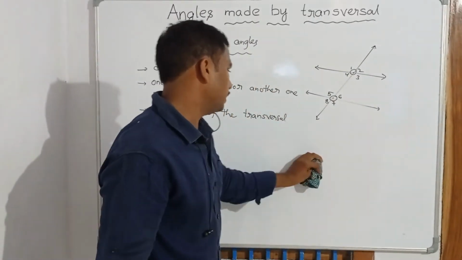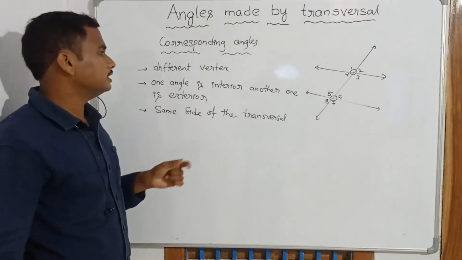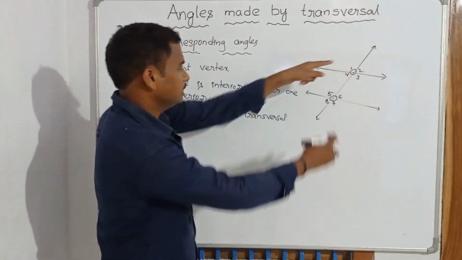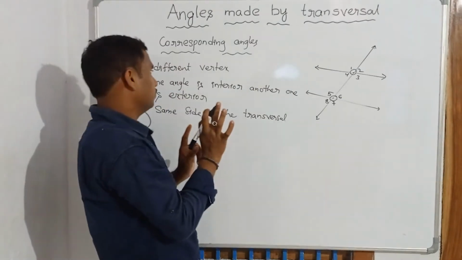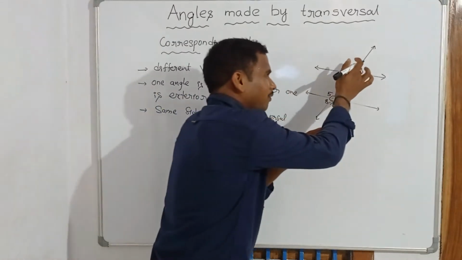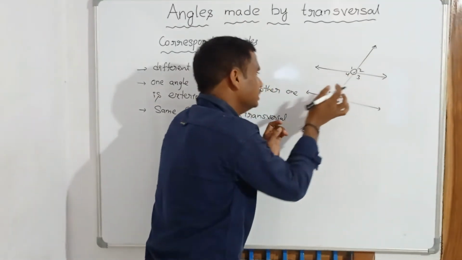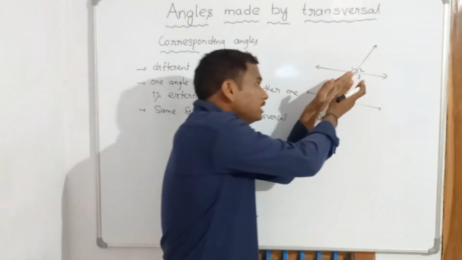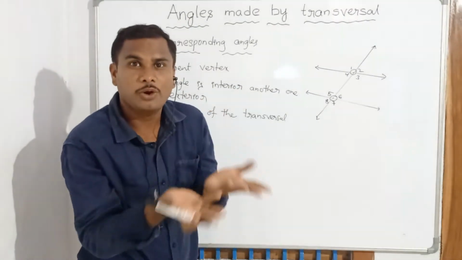This is very important. What does corresponding angles mean? Different vertex. See this, 1 and 6: different vertex. One angle is interior, another angle is exterior. 1 is interior, 6 is exterior. Okay, last is same side of the transversal. Are 1 and 6 on the same side of the transversal?